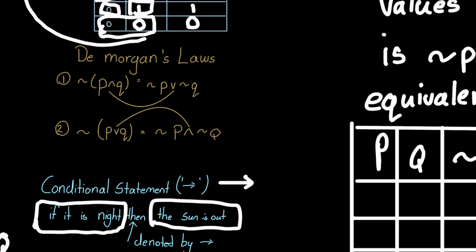Well, this doesn't really sound like it makes sense, but I'm just using it as an example, okay? So if it is night, then the sun is out. So it is only if it is night, it's only then that the sun is out. Okay? So the condition for the sun being out is for it to be night. So for example, if it is night is true, then the sun is out will be true.